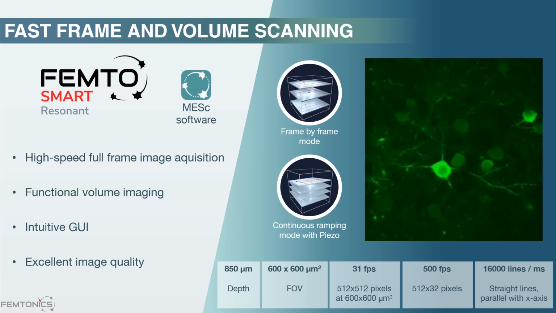This means we can acquire a 512 by 512 pixel area at a 31 frames per second speed, which can be extended to given volumes with the help of a piezoelectric objective positioner. An intuitive graphic user interface helps the user to record their in vivo measurements and obtain excellent image quality. As said, Resonant FEMTOSmart systems come with a Pockels cell to provide fast control over laser intensity to minimize photodamage.